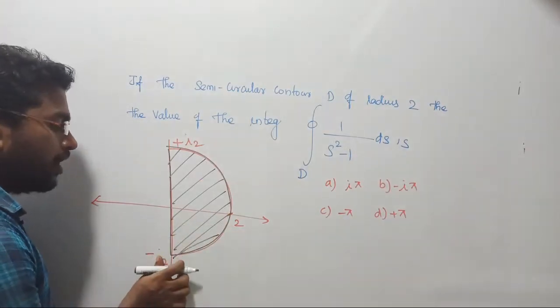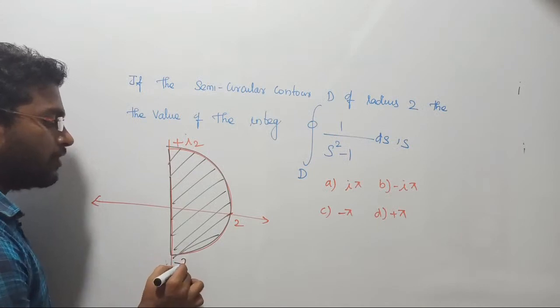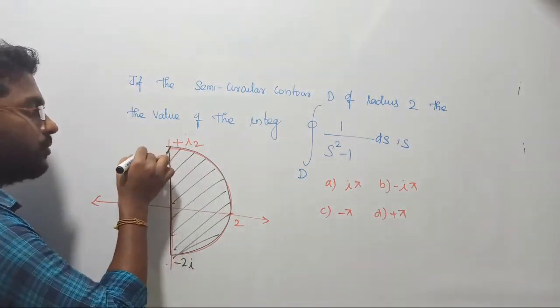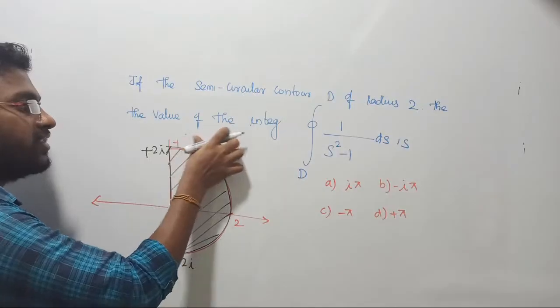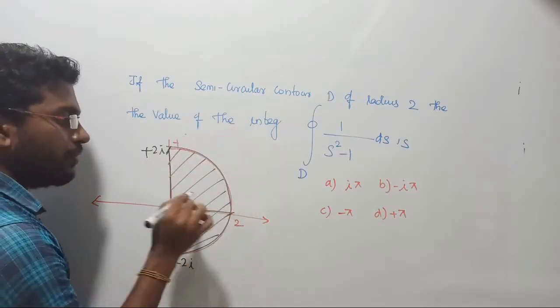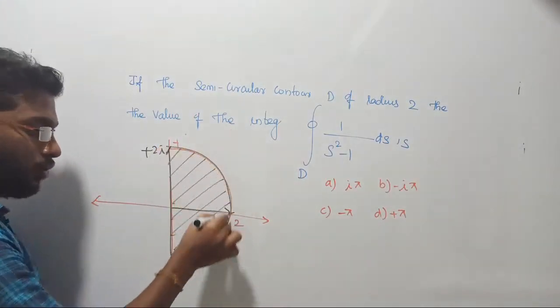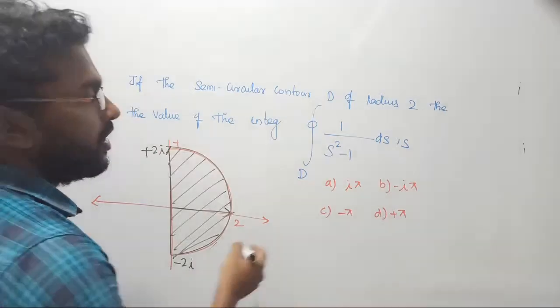That means you can replace this point by minus 2i and this one by plus 2i, because we know the radius is given. So this point is going to be 2. Since it is the radius, it should be 2 at all points. Yes, that is correct. Now let's figure out.